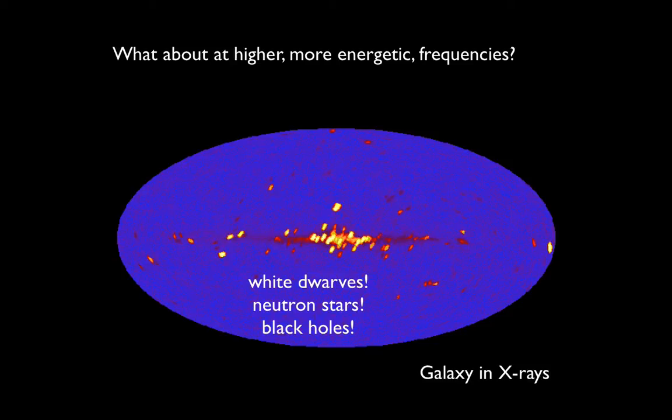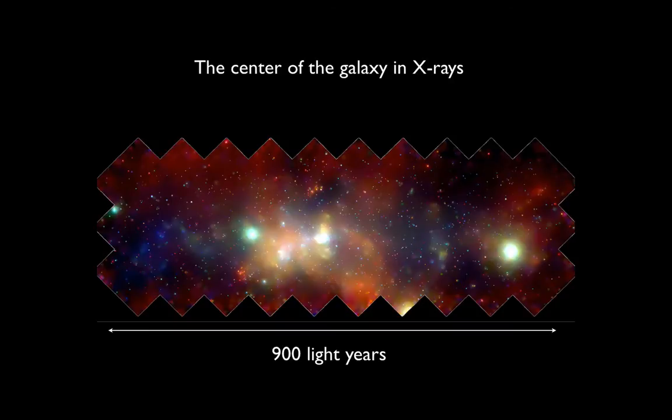But you see that there's more of them towards the center of the galaxy, and that's partly because there are just more stars there overall. It's a lot denser in the center than it is in the outskirts, but also because things get really energetic at the center of the galaxy.